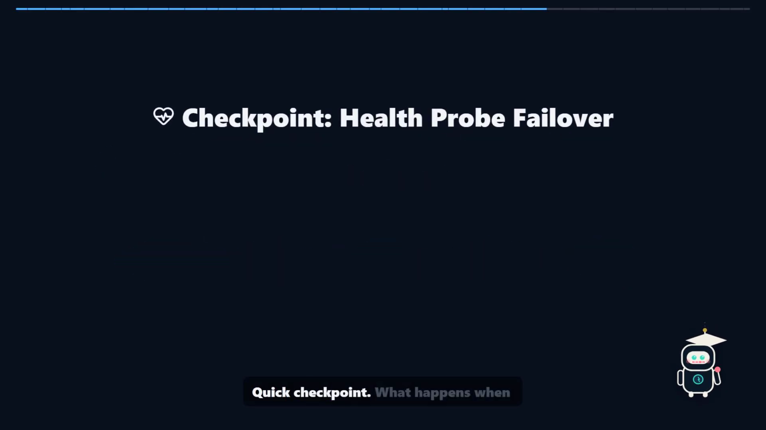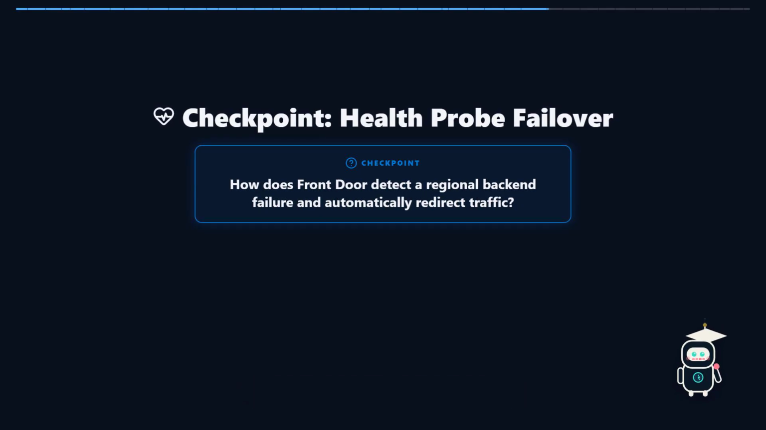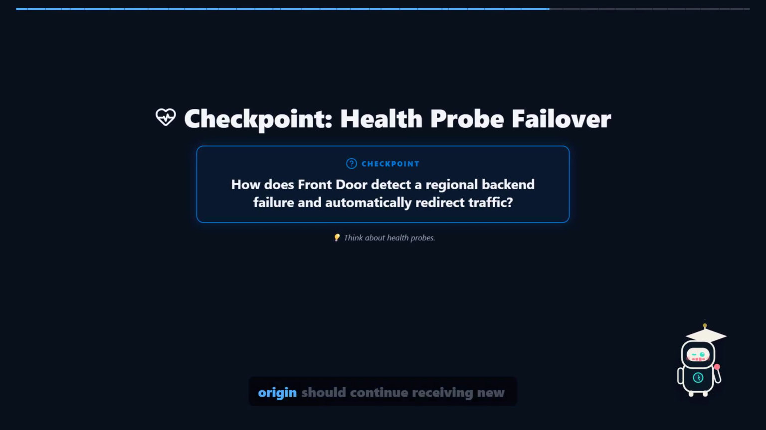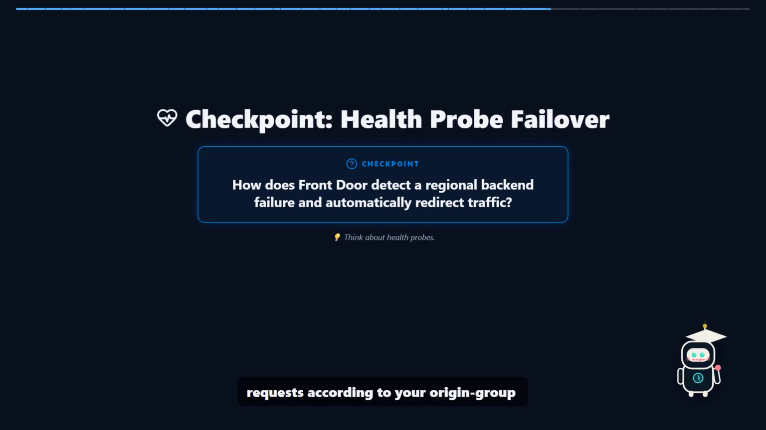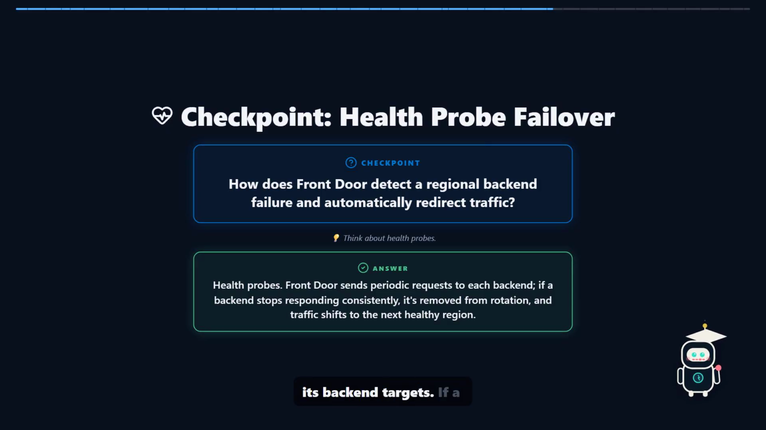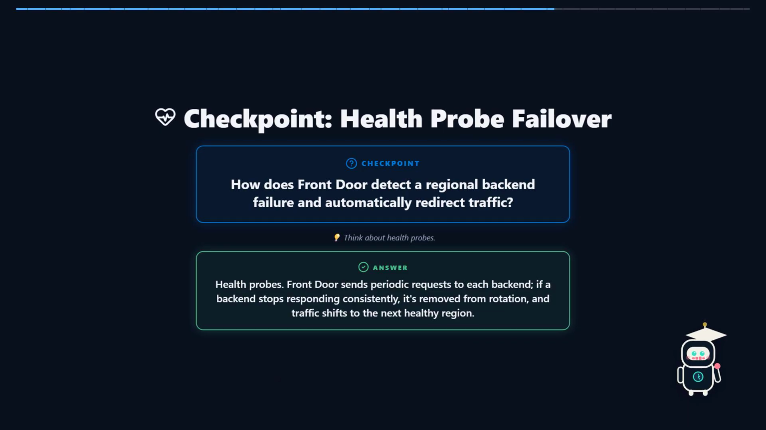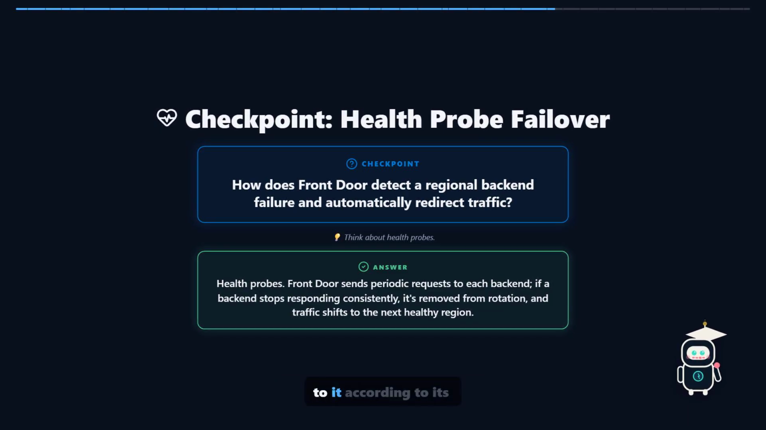Quick checkpoint. What happens when a Front Door origin becomes unhealthy? Front Door health probes contribute to determining whether that origin should continue receiving new requests according to your origin group configuration. At the regional level, Application Gateway health probes monitor its backend targets. If a backend becomes unhealthy, Application Gateway can stop sending new traffic to it according to its health evaluation.